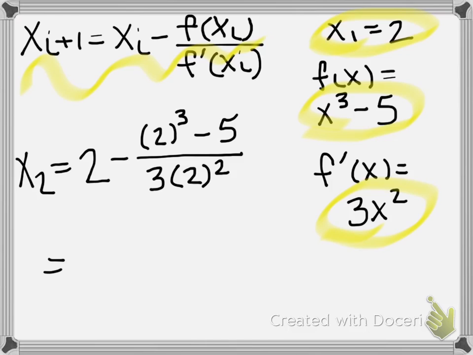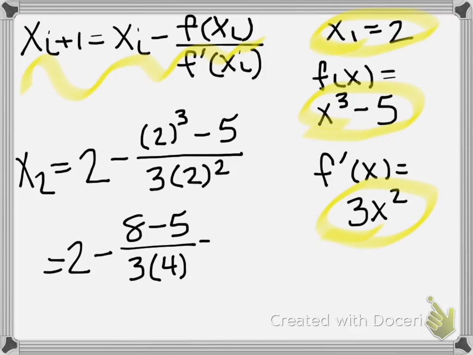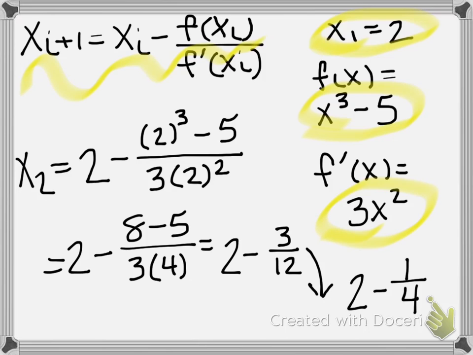And so that is going to be equal to 2 minus 8 minus 5 over 3 times 4, which is equal to 2 minus 3 over 12. And so that is going to be equal to 2 minus 1 over 4, because 3/12 will simplify down to a quarter.